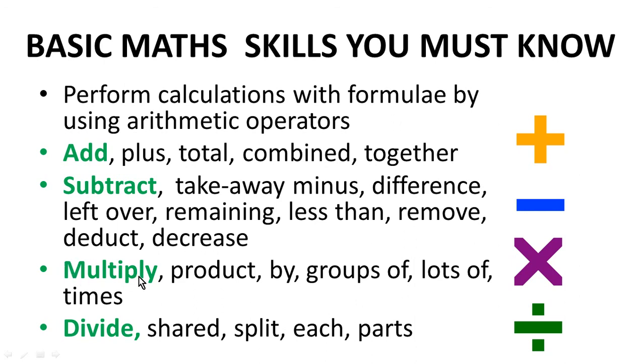Multiply. Now there are fewer words, but there are different ways of saying things. If something is the product of something, it means multiply the two numbers that are mentioned. Sometimes you hear "by", so you'll have 6 by 4. That means 6 times 4. Groups of, 6 groups of 4, that's the same thing. 6 lots of 4, 6 times 4.